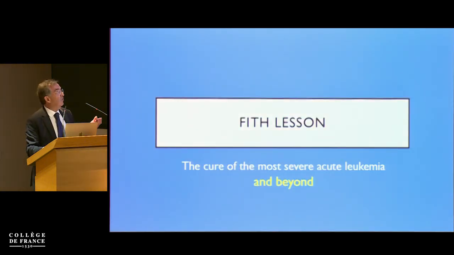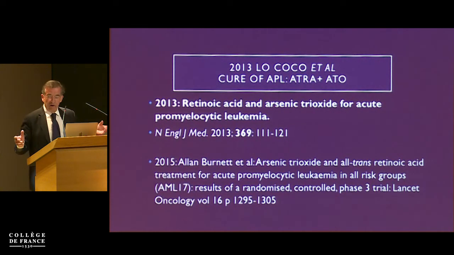So the fifth lesson is a cure of this drug and beyond. Lo-Coco, with large Italian, German, and other trials, showed that retinoic acid and arsenic could completely eradicate the disease in vivo. And Alan Burnett, two years after, showed also that it is possible to eradicate this disease in all risk groups, which is very important because only two natural drugs, vitamin A and arsenic, are able to change the malignant cell to a normal cell, the differentiation, with a complete eradication of the disease for life. And that is a real cure.